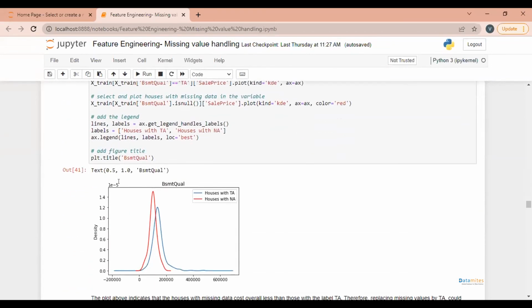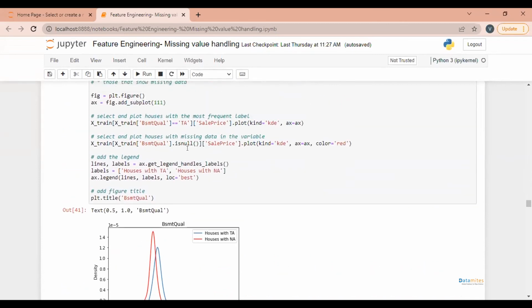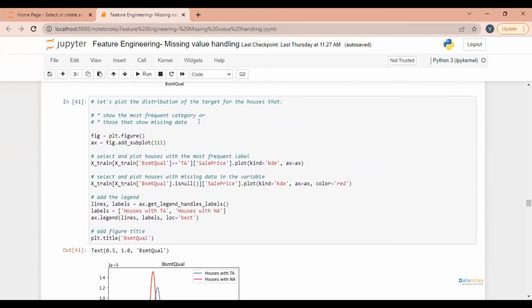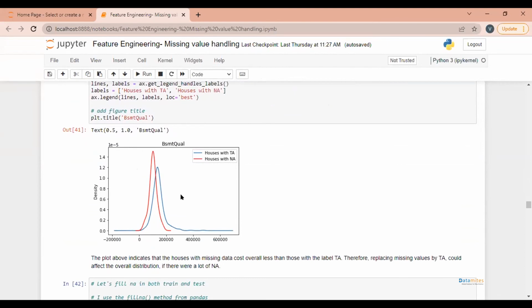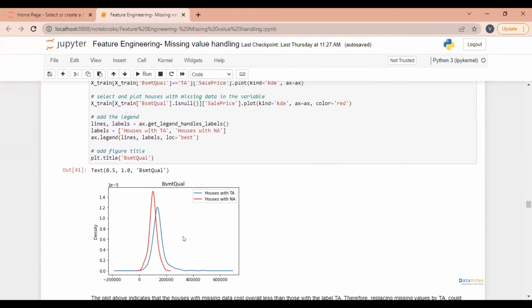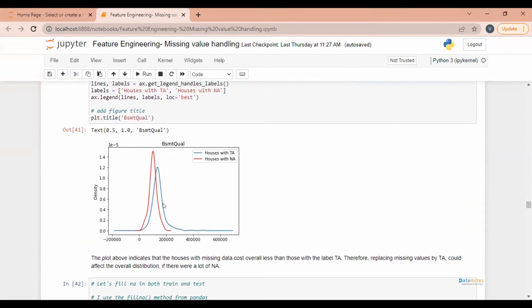The next thing is we will plot it. Here we are plotting the sale price for all the basement quality with mode before imputations. So this is what it looks like. If you see the blue line, this is the distribution plot for sale price where the basement quality is TA, or where the basement quality is the mode. And the red distribution is the distribution for sale price specifically for missing values.